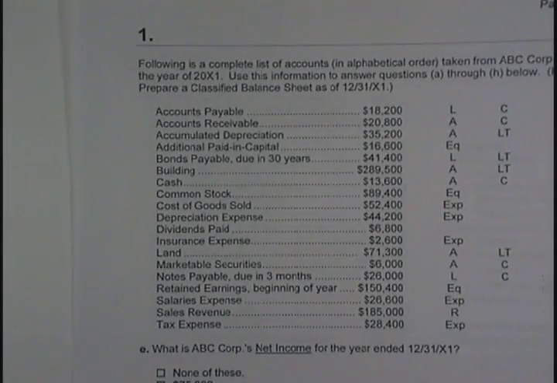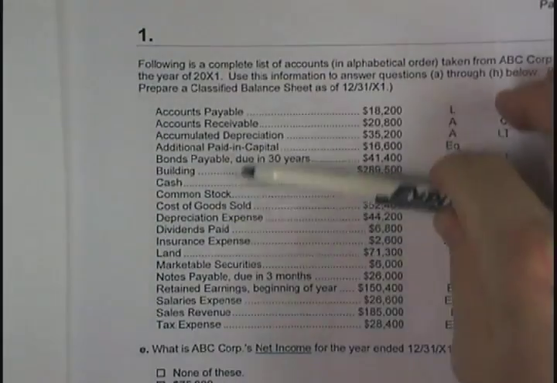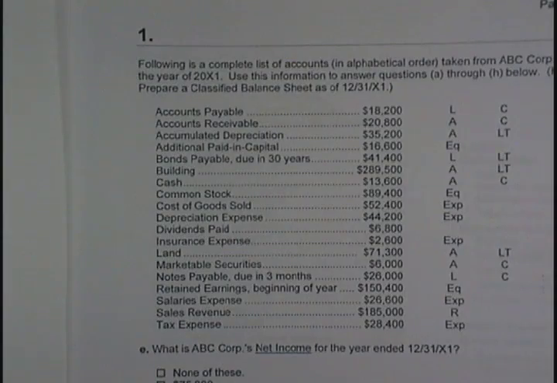In problem 1E, we are to calculate ABC's net income for the year. The easiest way to do that is to probably set up an income statement from all this financial data that we are given, which I have done here.